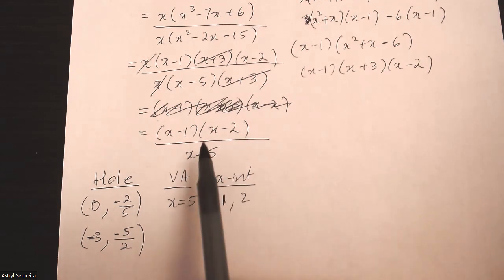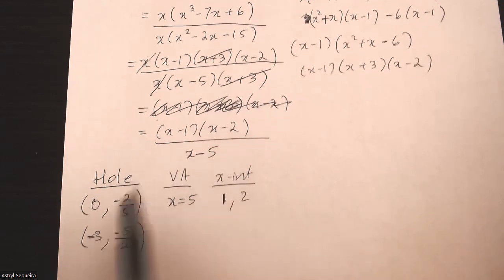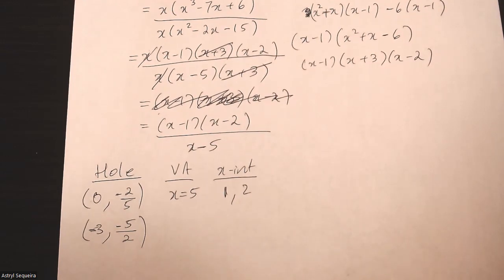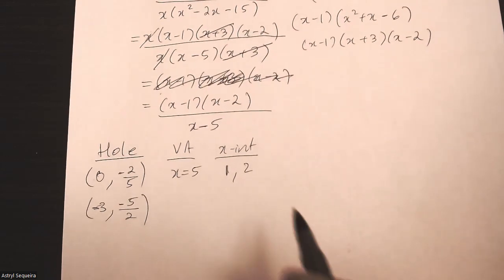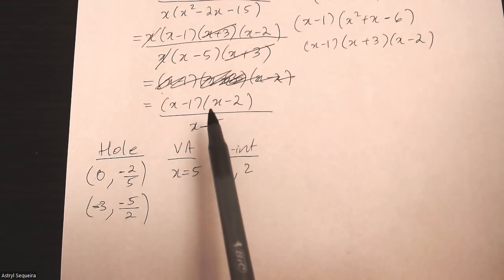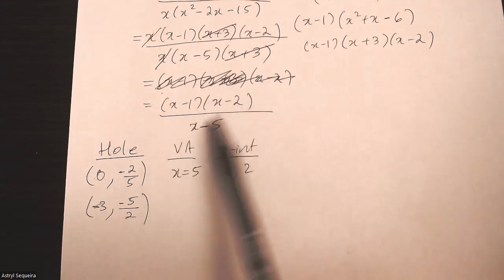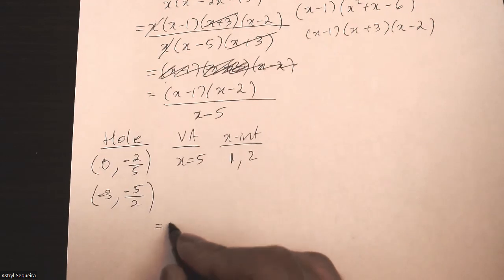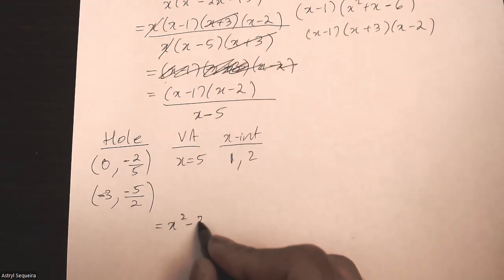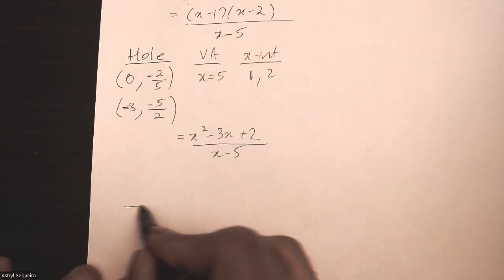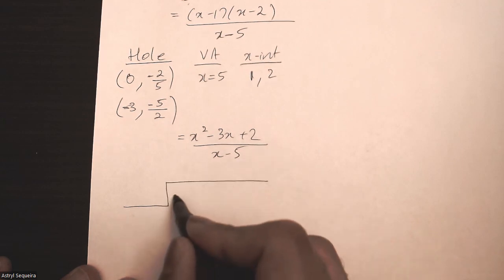For the y-intercept, you want to sub in x as 0. But we have a hole at x equals 0, so there's no y-intercept in this question over here. Next thing we want to do is solve for the oblique asymptote. So to solve for the oblique asymptote, I want to expand this out. That's going to be x squared minus 3x plus 2 divided by x minus 5. And then I want to do long division to figure out my oblique asymptote.